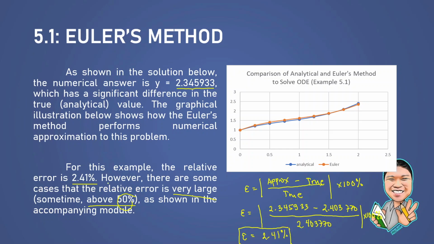But in reality, karamihan ng cases, yung Euler's method is not a good thing. So you can see in the module na masyadong inaccurate ito. For the next example, I believe that is 70% relative error, and that is very dangerous. Even nga itong 2.41, actually dangerous na yan. But still, nilagay pa rin natin. So ayan, I hope this is clear.